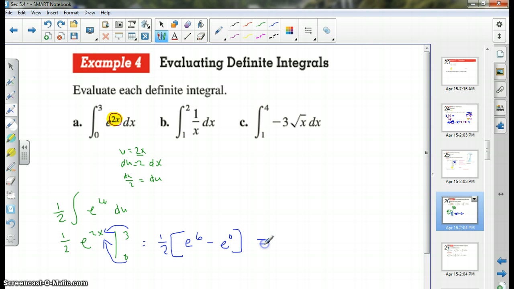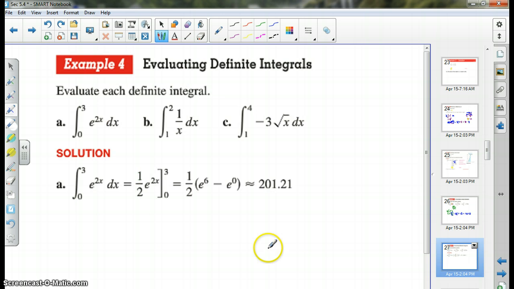How do I want to write this final answer? Do you want to distribute? Should we leave it? Let's see what the author decides. Oh, he just punched it. So they went to decimal form. You also could have left it, if they want the exact answer, 1/2 e to the 6th minus, and remember this is just a 1, so minus 1/2. If you punch this, this has got to be a decimal approximation. They had to have rounded.